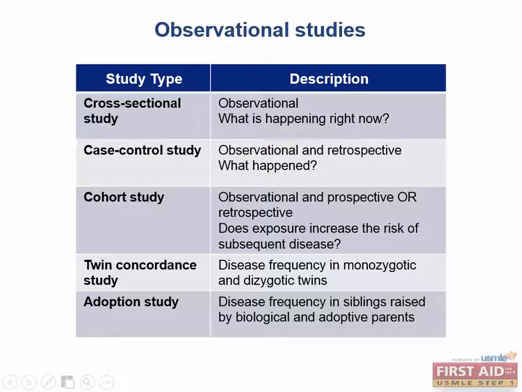The last two types of studies are twin concordance studies and adoption studies. Twin concordance studies compare the frequency with which both monozygotic twins and dizygotic twins develop a disease. This measures the heritability of a disease. Specifically, the more concordance a disease shows for monozygotic twins relative to dizygotic twins, the greater the heritability of the disease. Adoption studies, on the other hand, compare siblings raised by biological versus adoptive parents to separate heritability from the influence of environmental factors on disease.